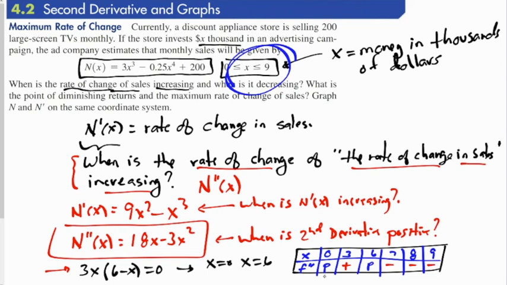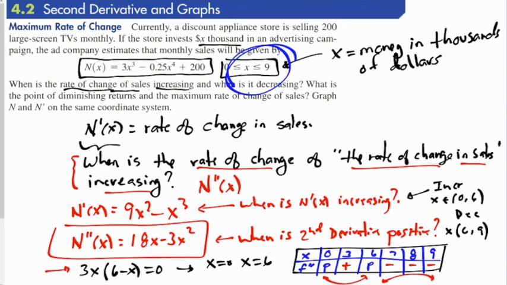So the function is concave up from 0 to 6, but another way we can look at this is we can say the first derivative is increasing from 0 to 6. And the function is concave down from 6 to 9. But if we're referring to this in terms of the first derivative, we can say n prime is decreasing from 6 to 9.